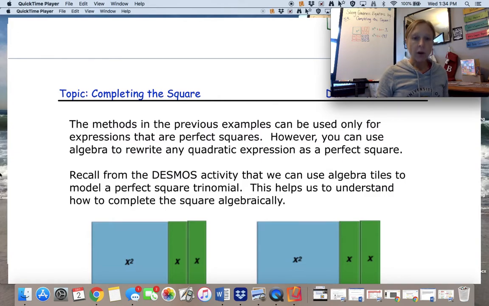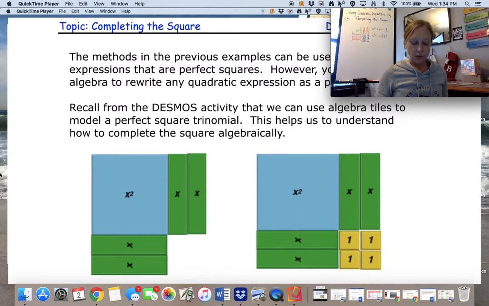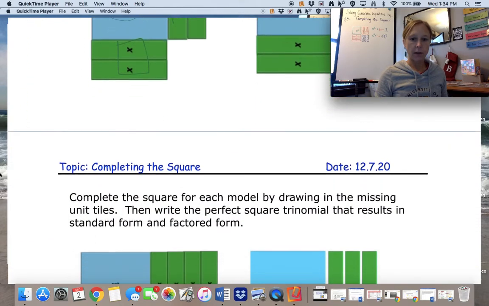Okay. So recall from the Desmos activity that we did in class on Monday that we can use algebra tiles to help us understand completing the square. So maybe what we're given at first is x squared plus 4x. Okay, so I have an x squared and then I have 4 x's here. If I arrange these as I see them and equally distribute the length and the width, I can fill in or complete this square by adding 4 single tiles. So let's just review this by looking at a couple more examples.